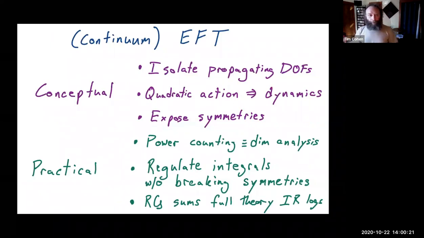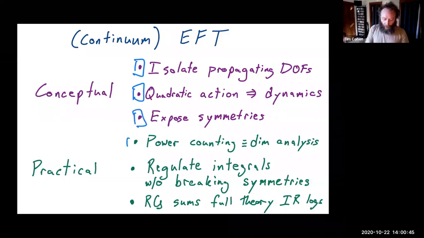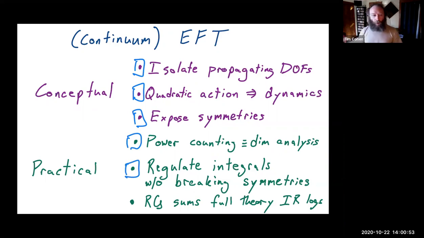Okay, so I gave conceptual and practical reasons, and I am just dressing this up with a little bit more technical language, but I'll go through this very quickly, right? We isolate propagating degrees of freedom. Those will be our phi plus and phi minus fields. We write down a quadratic action that tells us the dynamics. Then we expose symmetries, okay? Our power counting is just going to be dimensional analysis in terms of k over aH. We're going to be able to regulate integrals without breaking any symmetries using a variant of dimensional regularization. And we're going to apply the RG to some full theory IR logarithms.